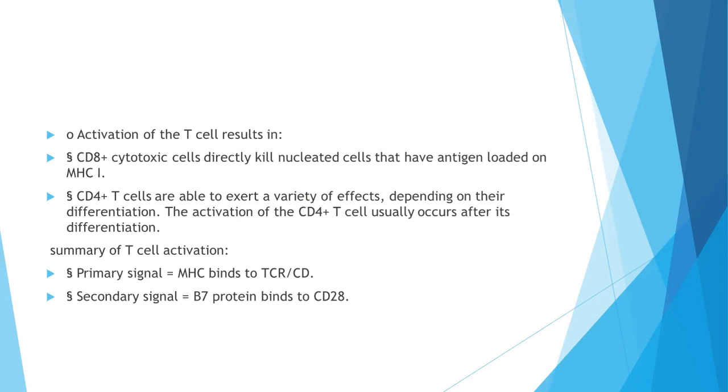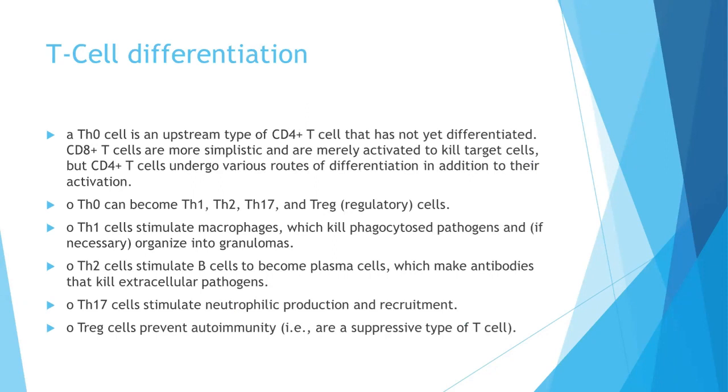The CD4 positive T cells are able to exert a variety of effects depending upon their differentiation. The activation of the CD4 positive T cell usually occurs after its differentiation. So the summary of T cell activation is that the primary signal is when the MHC binds to the T cell receptor, and the secondary signal is when the B7 protein binds to the CD28. Now T cell differentiation: the TH0 cell is an upstream type of CD4 positive T cell that has not yet differentiated. CD8 positive T cells are more simplistic and are merely activated to kill target cells, but CD4 positive T cells undergo various routes of differentiation in addition to their activation.